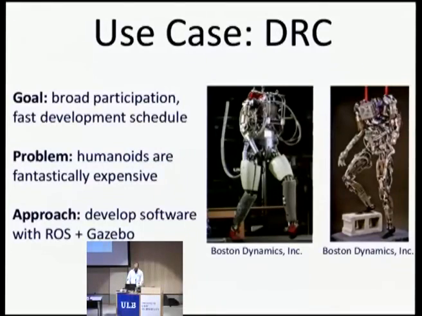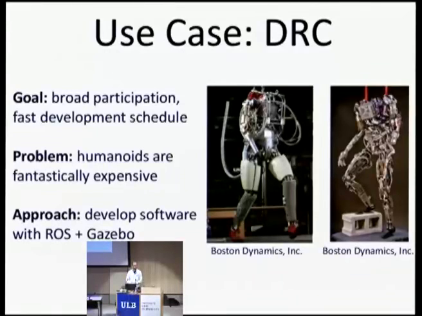So this is an effort to try to develop that kind of capability of a humanoid robot, human scale, human strength, that can be teleoperated into those types of situations. And being a DARPA project, they're trying to get broad participation, have lots of people participate in this project writing software, and a very aggressive development schedule. One thing that's holding that back, of course, is that humanoids are fantastically expensive, particularly human scale, human strength, hydraulic humanoids like this.